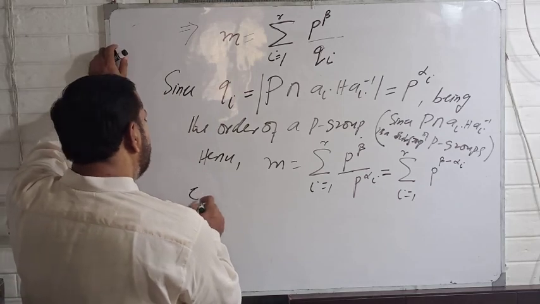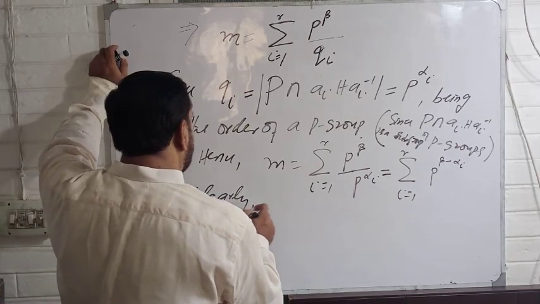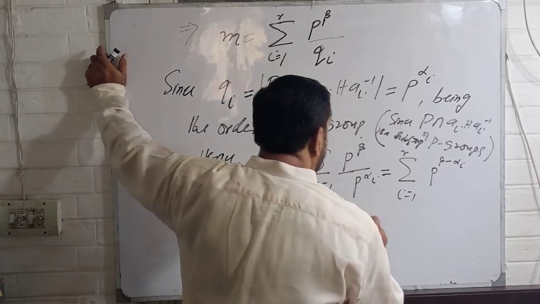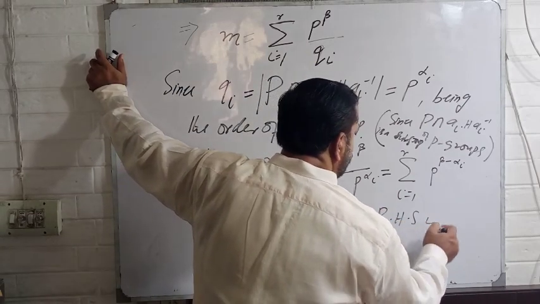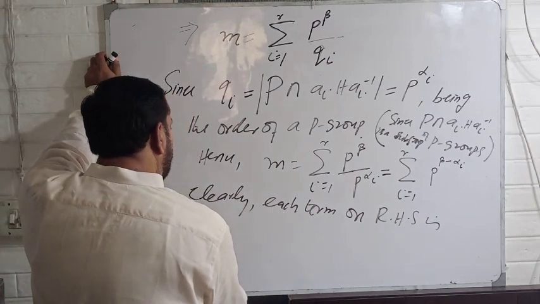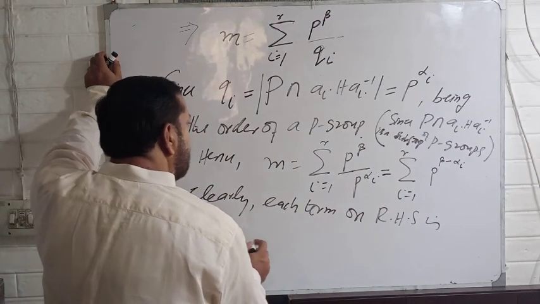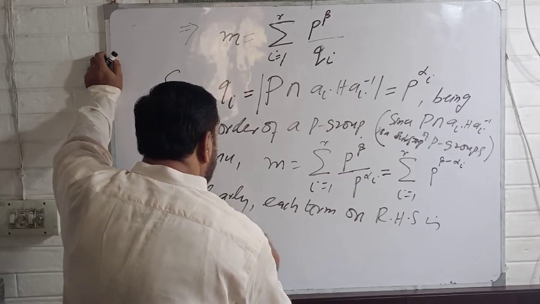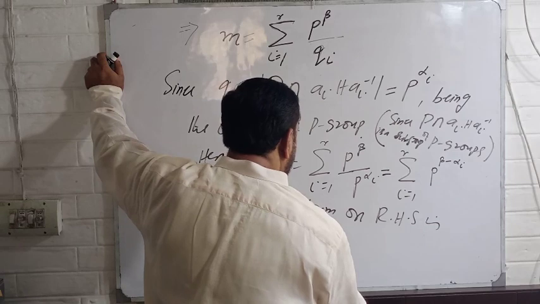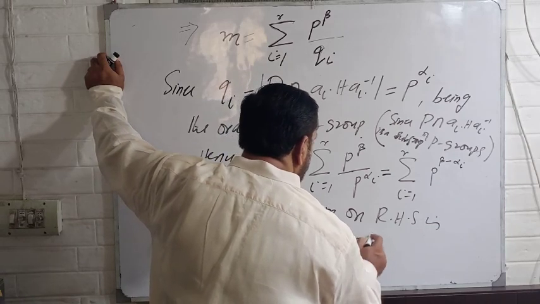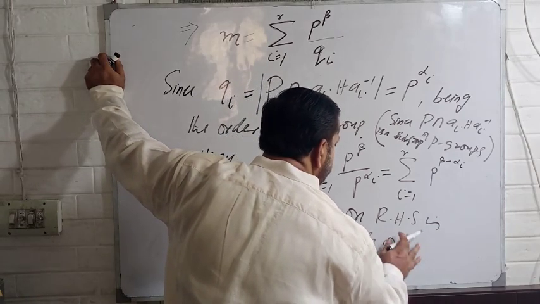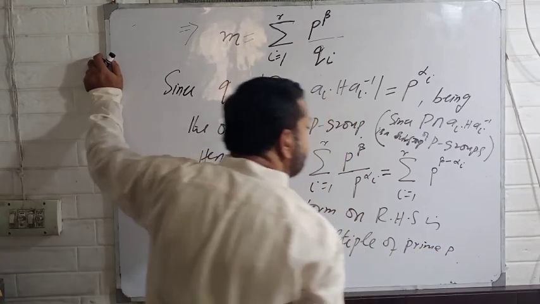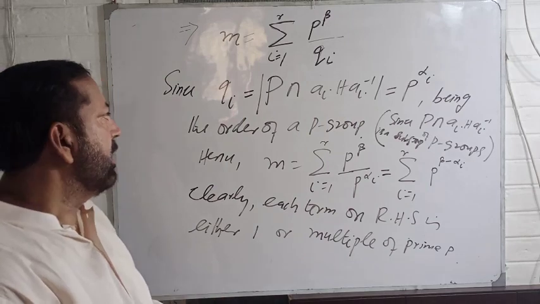So clearly each term on the right-hand side is either one or a multiple of prime P. Okay, look at this again.